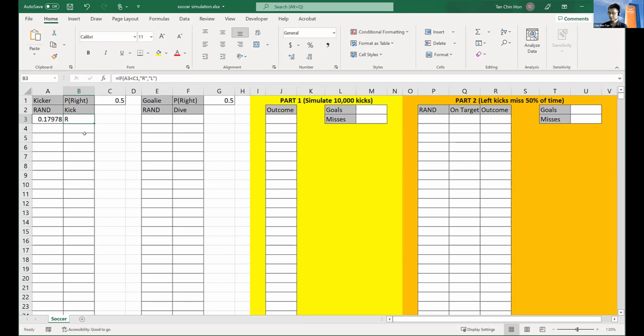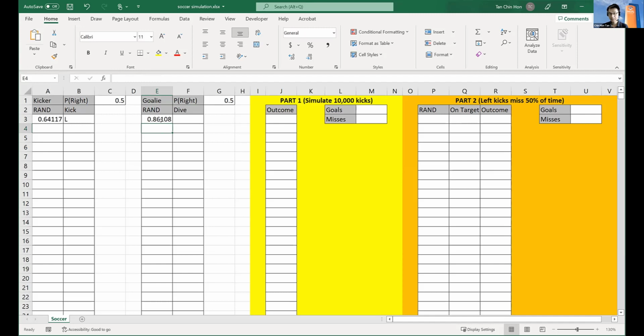And in a similar fashion, we're going to do the same for the goalie as well, whether the goalie is going to be diving to the right or diving to the left. So let me just quickly run through it. Once again, if there are any questions, feel free to type them into the chat box. So to generate a random number, just put equals RAND and then open and close brackets. With this, I will generate a random number in E3 over there.